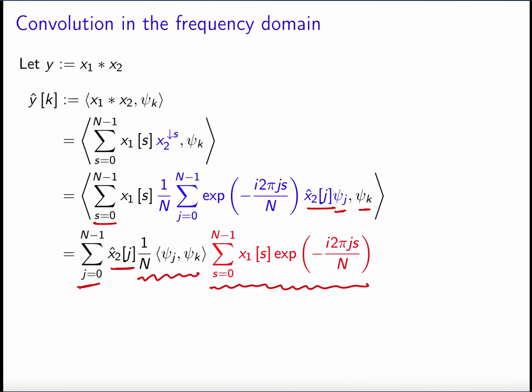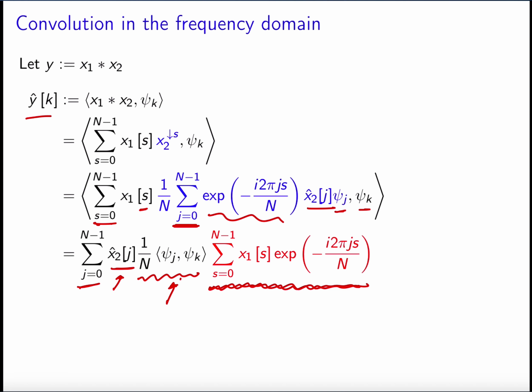Sorry, actually I said something wrong. We're taking out this sum, the sum over j, it's coming out. And now we're taking the sum of x1 s against only this term, because no other term depends on s. So we have rearranged things so that the kth DFT coefficient of y is equal to the sum of the jth coefficient of x2 times this inner product and times this term.